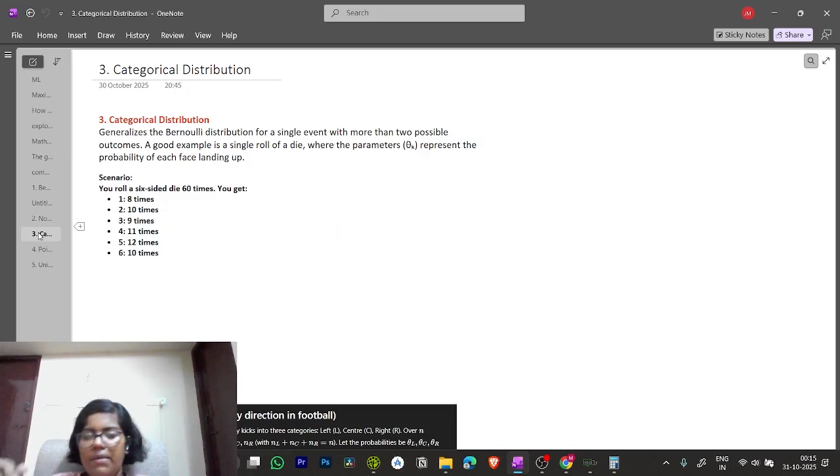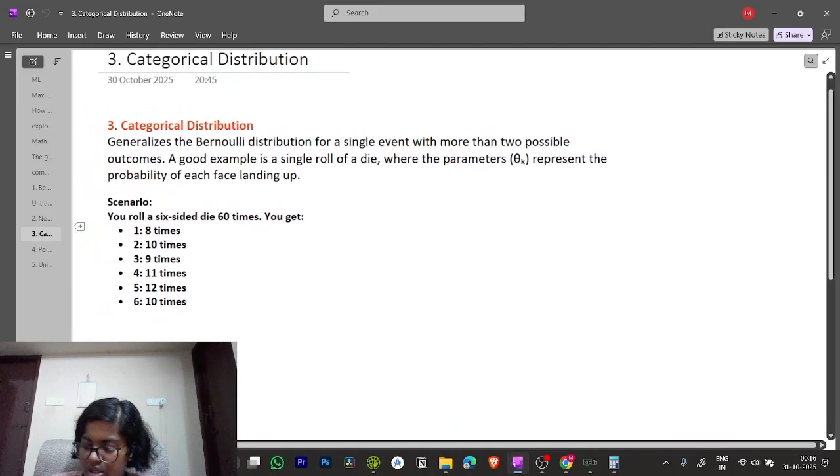From now on, I'm not going to explain the mathematical part in detail, because it is just following the same 3 steps: first you find the likelihood function, then you find the log likelihood, then you find the first differentiation, and then you equate it to 0 and find the value of maximum likelihood estimation. For categorical distribution, I said that it is more than 2 values.